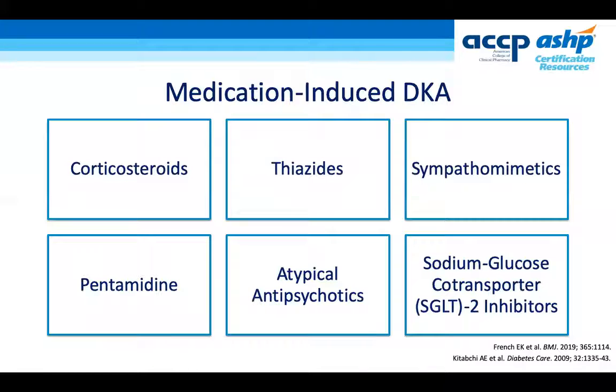Other medications that can induce DKA beyond corticosteroids include thiazides, sympathomimetics, pentamidine, and atypical antipsychotics. And much more frequently talked about recently in the literature, especially in emergency medicine, are the sodium glucose cotransporter 2 inhibitors, or SGLT2 inhibitors. They are a known cause of euglycemic DKA, which we're starting to see more and more in emergency departments in the United States, which is posing an interesting challenge.